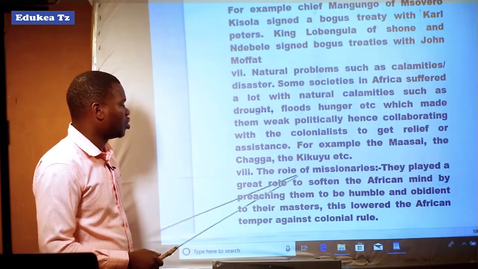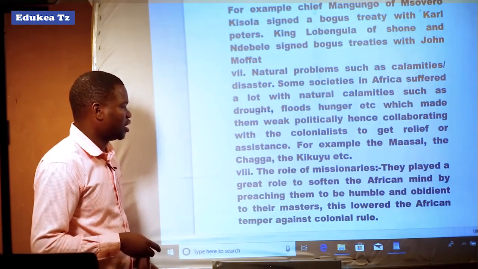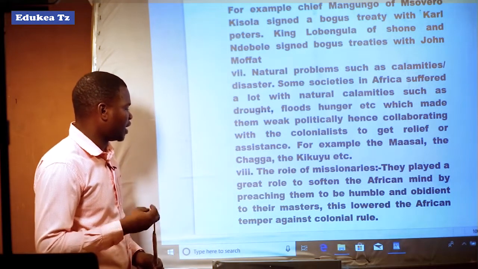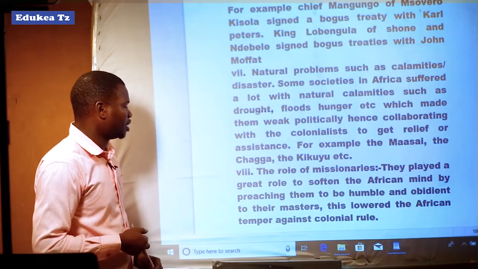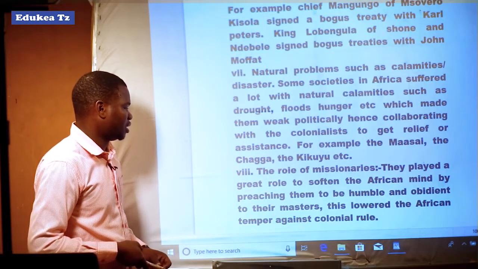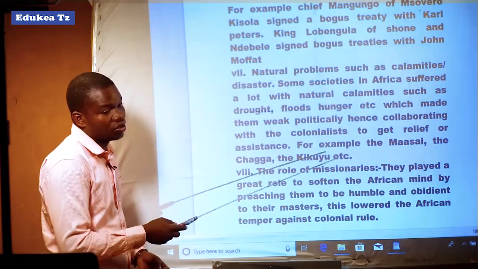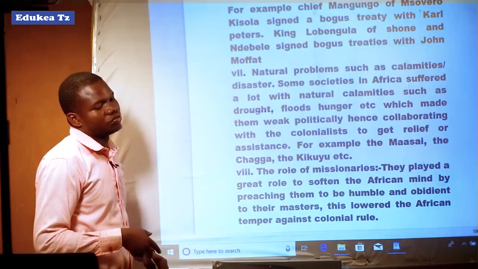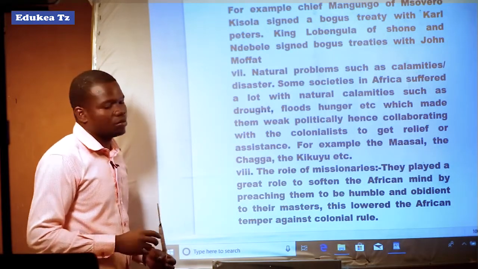Another point was the role of missionaries. They played a great role in softening African minds and hearts by preaching to them to be humble and obedient to their masters. This lowered the African temper against colonial rule. That's why they found themselves under colonial collaboration.